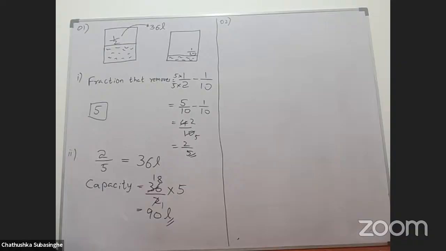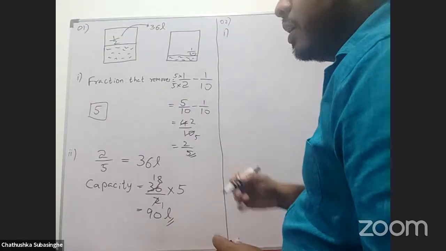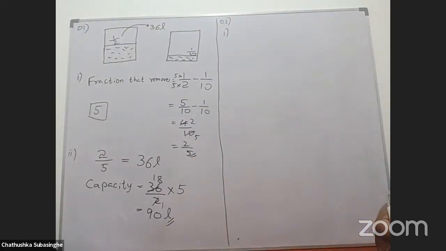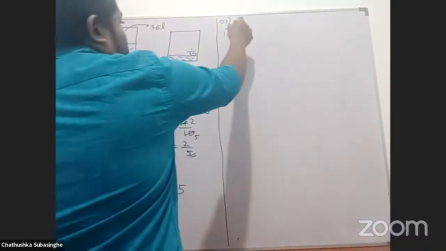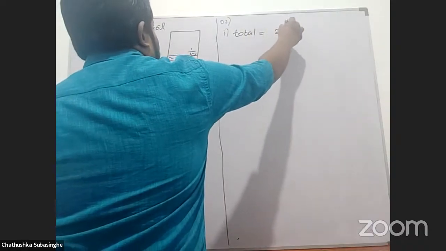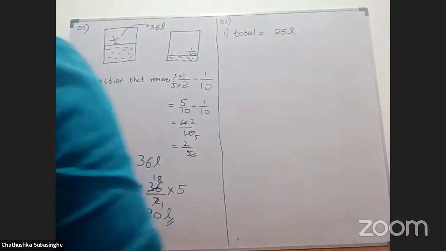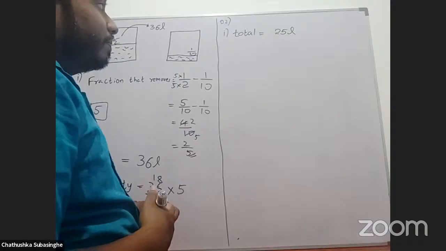So altogether we have 25 liters, and they are going to pour it into 750 milliliter bottles. The first question is asking, accordingly, how many bottles each of 750 milliliters can be filled completely? As a total we have 25 liters, and we are going to pour it into 750 milliliter bottles, right?